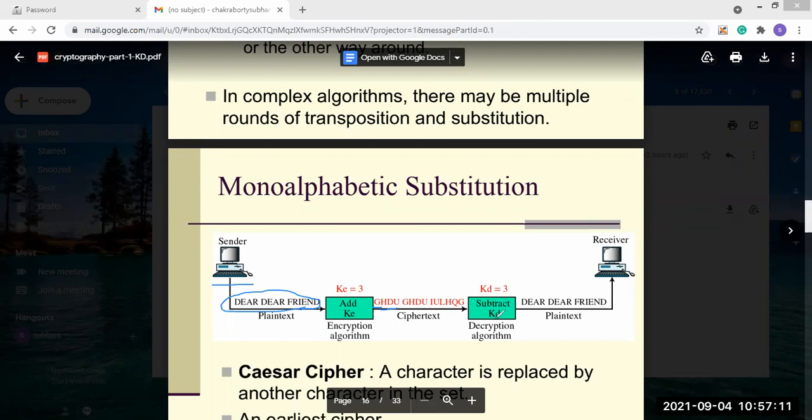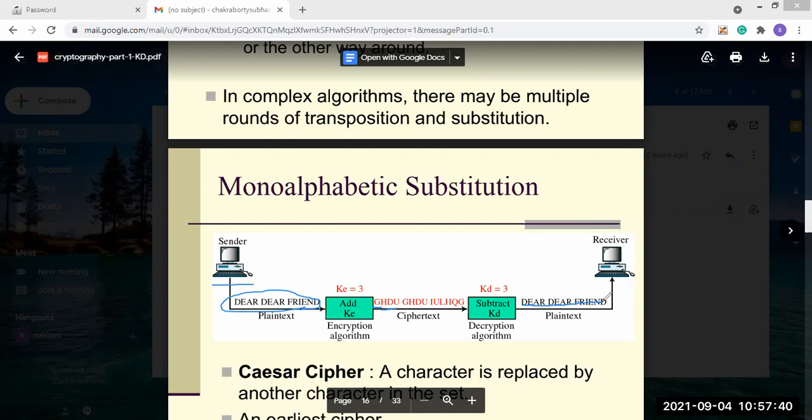And now in the decryption algorithm, we will subtract this 3. If we subtract the 3 from this, that means G, from G the 3 elements we minus. So this plain text will again come. Now, who will do this? The receiver will decrypt this with the decryption algorithm, and the original message it will receive.